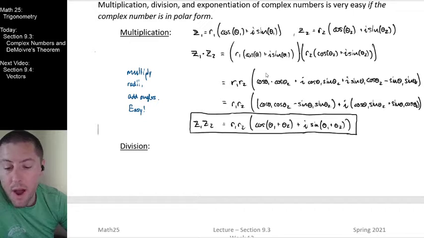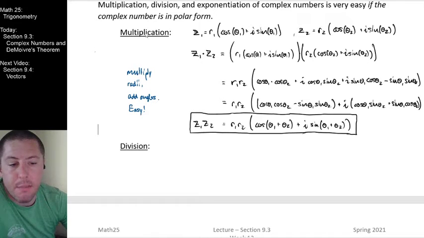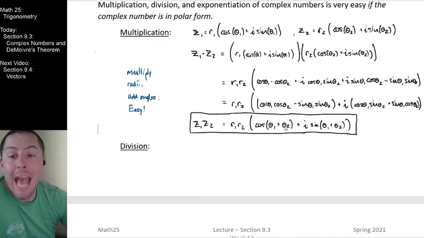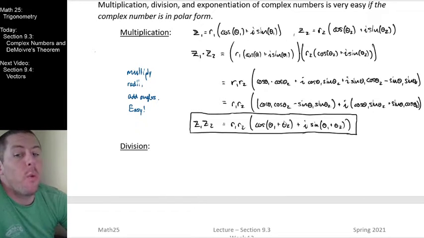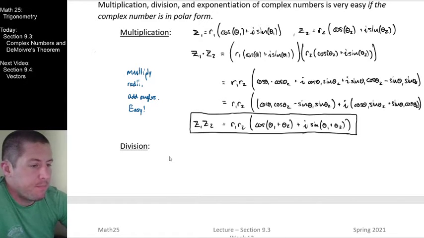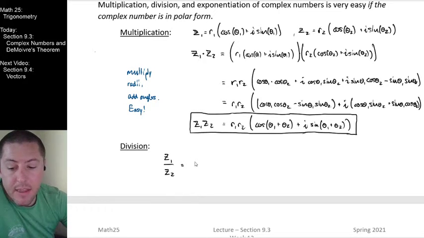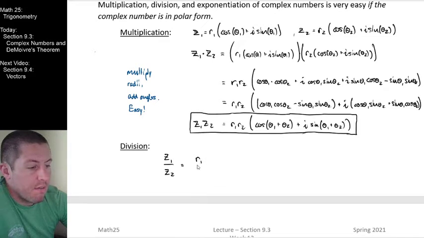Now, what's going to go on with division out here, I think that you should make a guess. If when we multiplied together two complex numbers in polar form, we multiplied their radii and we added their angles, then what do you think we're going to get if we were to do this whole process with a division instead? Well, hopefully you're not terribly surprised to find that we're going to do the division of their radii.